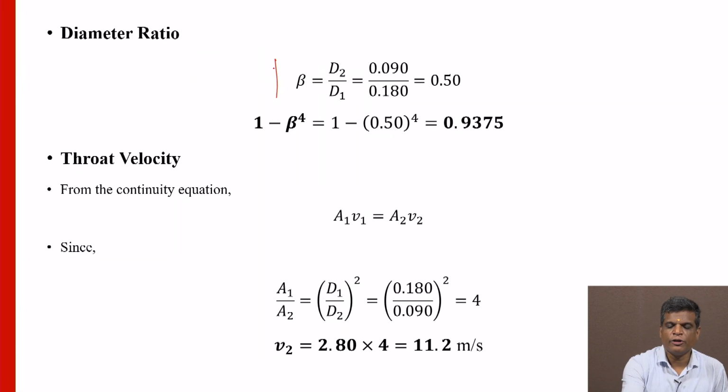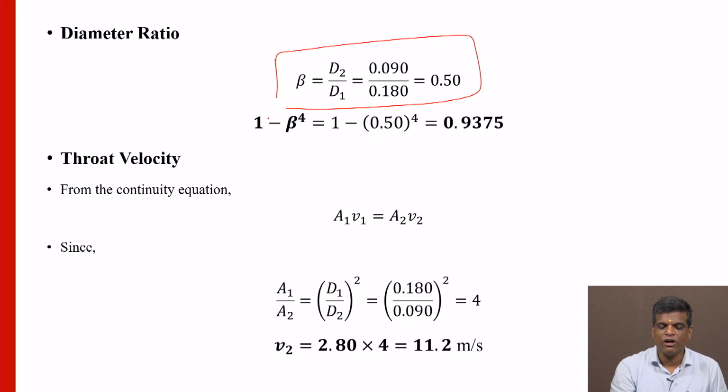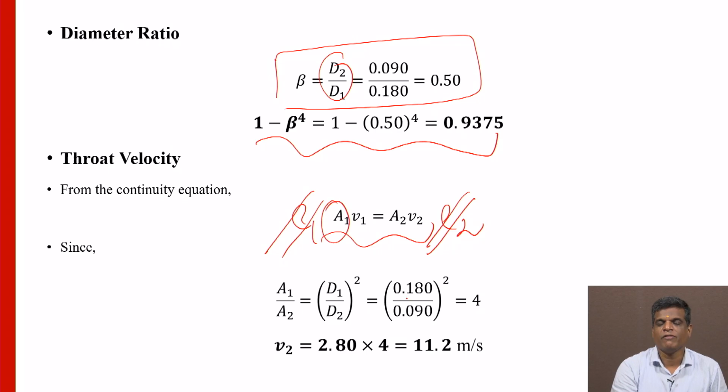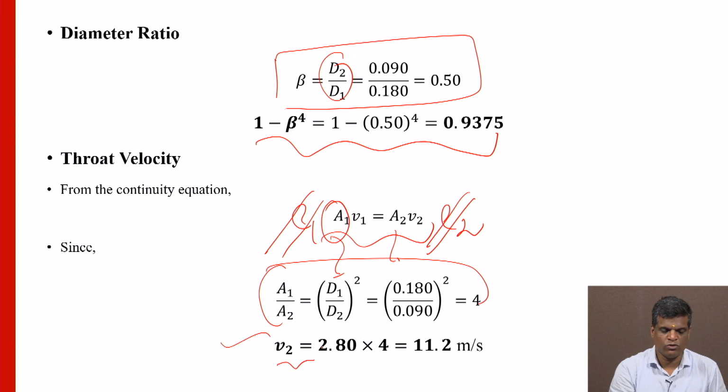So, here beta equal to d2 by d1, that is the ratio of diameters, so it is called the diameter ratio. Once we have done 1 minus beta power 4, of course, we have to use the continuity equation, rho 1 A1 V1 equal to rho 2 A2 V2. The density is constant, so we cancel it. We know A1 is pi by 4 d1 square, the cross sectional area, same way for A2. After solving, we get the value of V2, the throat velocity, 11.2 meter per second.